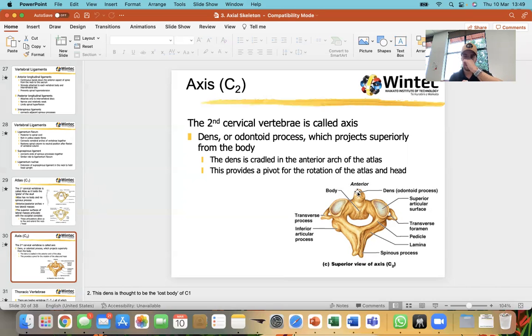So this dens area attaches to the inferior side of the atlas above it, and because of that dens, that odontoid process, it allows for that twisting and turning movement that our head is able to do. Okay, because of that point. And then you can see that it has everything else like it does. It has the articular surfaces, it has a main body, it has transverse processes, it has its lamina, it has a spinous process. This is where we see the first spinous process, and our transverse foramens.